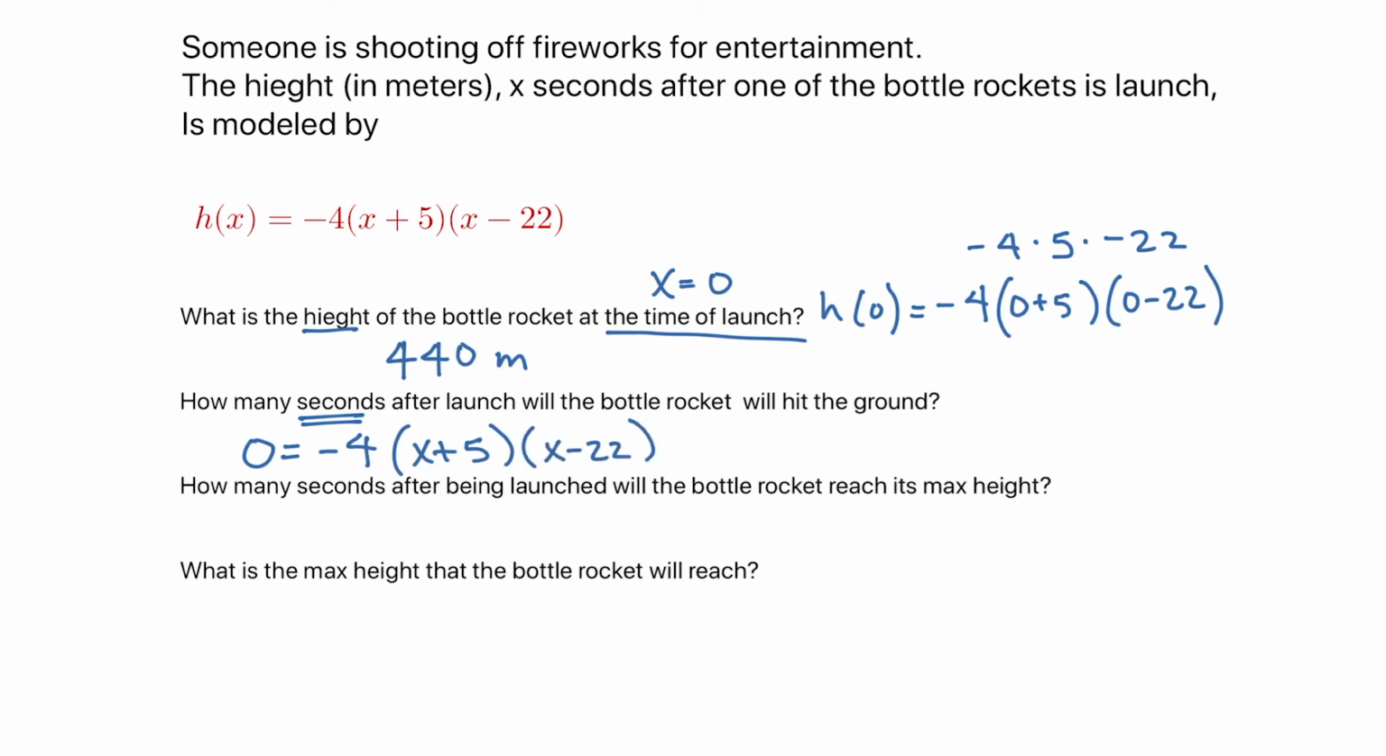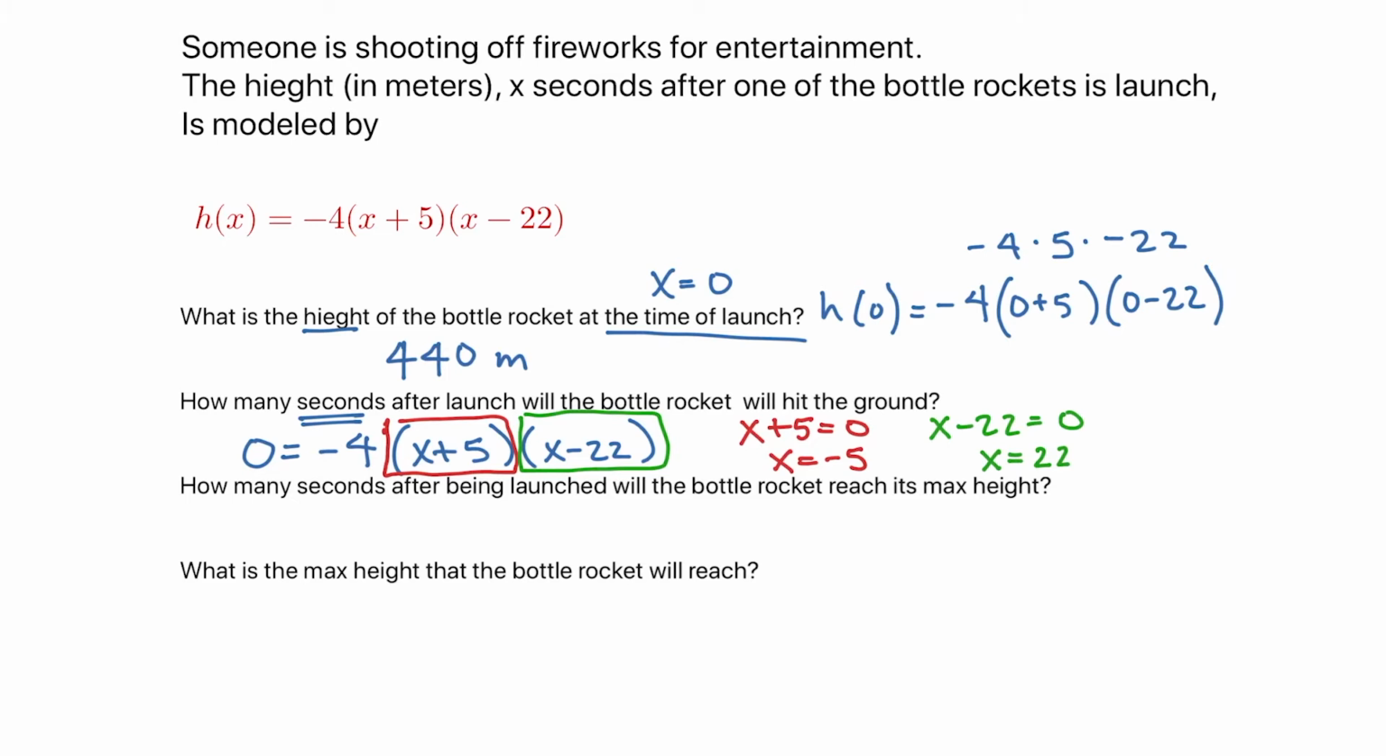This -4 doesn't really mean anything to us. I'm just worried about this and this right here. So we're going to use the zero product property to solve for x. If x + 5 is equal to 0, that means x has to equal -5. And then the other one, x - 22 is equal to 0. x has to equal a positive 22, because I have to add 22 to both sides.